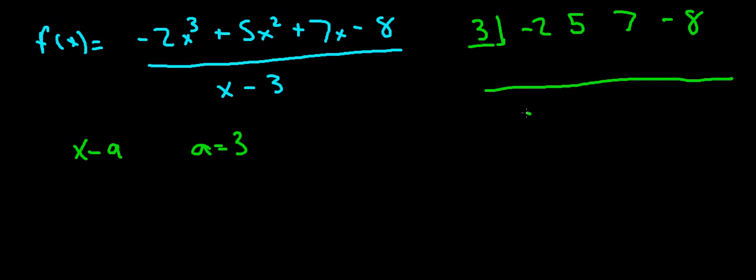Now I just bring down the first power, and then I do some multiplication, then I do addition. So 3 times minus 2, that is minus 6. I add these together, it's minus 1. 3 times minus 1, it's minus 3. Add these together, it's positive 4. 3 times 4 is 12. Minus 8 plus 12 is positive 4.